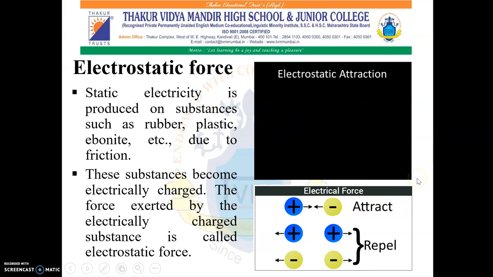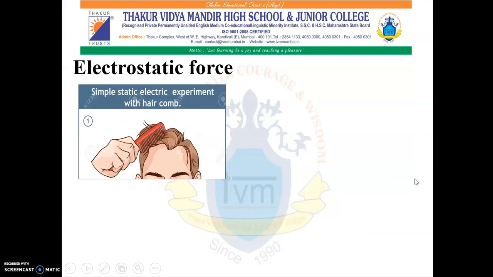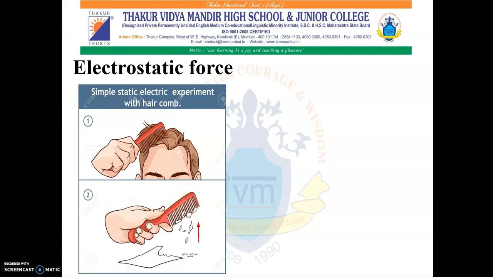Let us understand this with the help of one experiment. Take a plastic comb, rub it on your dry hair. When you are rubbing a plastic comb over your dry hair, some electric charge is developed on the plastic comb. Next step is, bring this plastic comb near the surface where small pieces of paper are spread. You will see that these paper pieces are getting attracted towards the plastic comb.